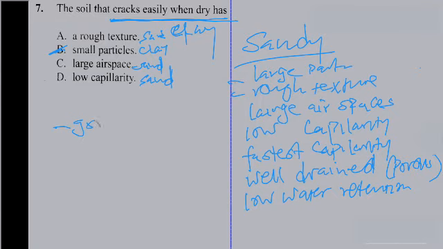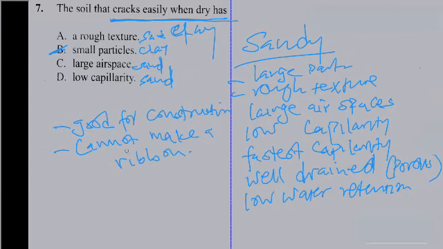It's good for construction, but it cannot make a ribbon. It cannot make a ribbon, and it is known as the light soil. That makes it also very easy to work on. So that is for the sandy soil.